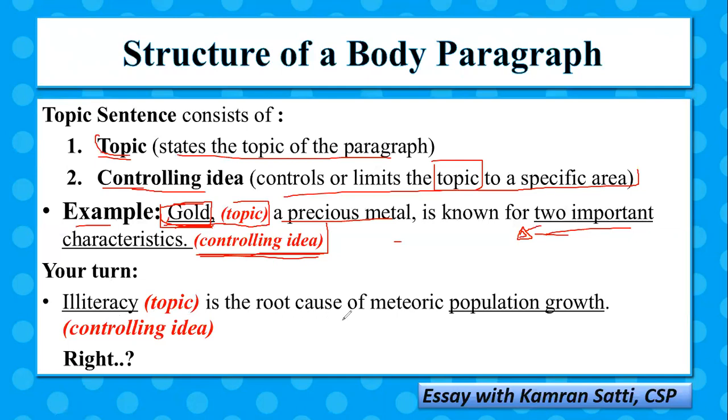Now it's your turn to guess. Illiteracy is the root cause of meteoric population growth. Now, illiteracy is the topic and population growth is the controlling idea. Is that right? Just read the sentence once again, pay careful attention to each and every word, and tell me what is the controlling idea and what is the topic of this sentence. Is what I have written correct or not? You can think about it. I will give you a couple of seconds.